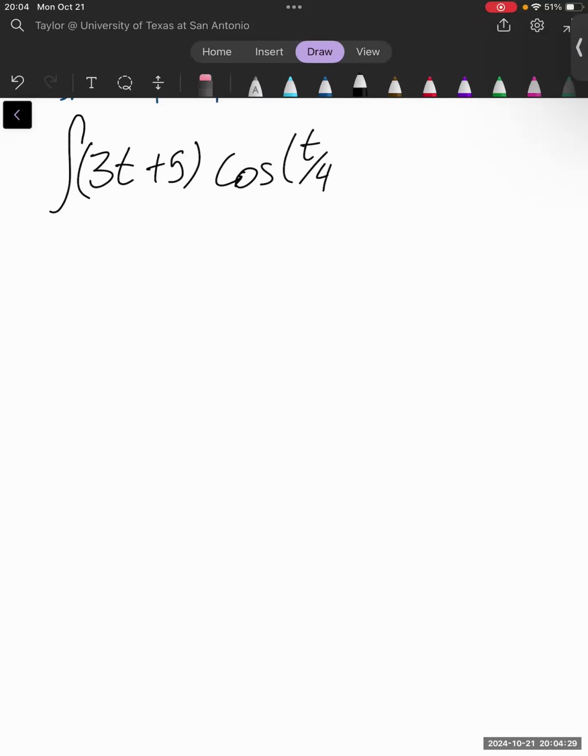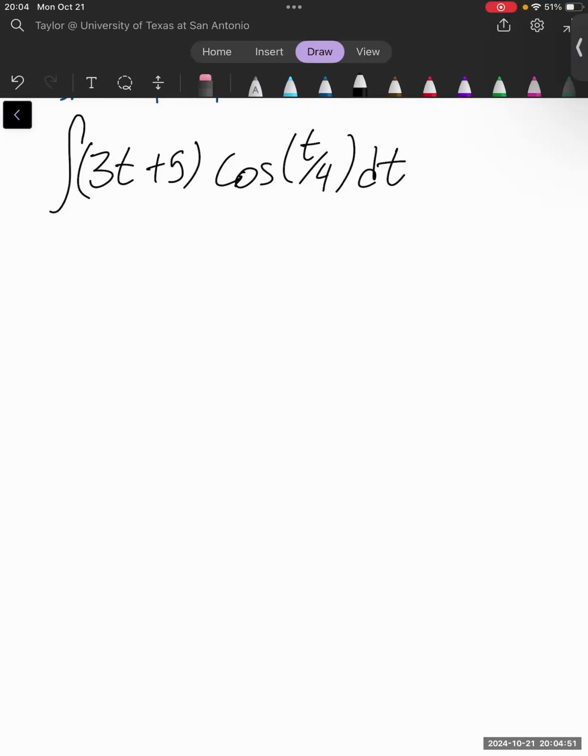All right, so the first one I want to start with is the integral of (3t plus 5) times cosine(t/4) dt. And I wanted to introduce this doing the standard way of integration by parts first, and then we will move on to the tabular method. I just want to make sure that everybody knows what the process is here before we start jumping to the shortcuts.